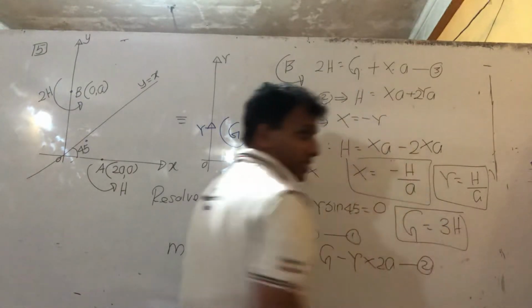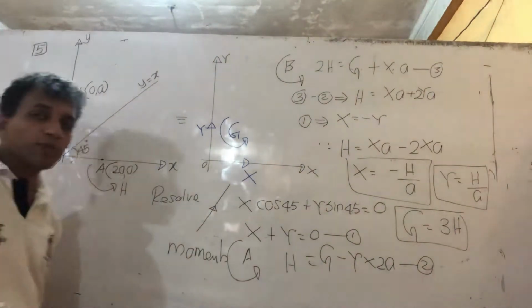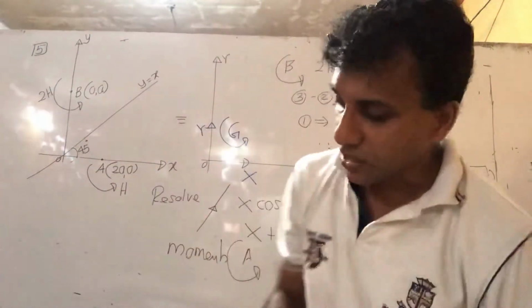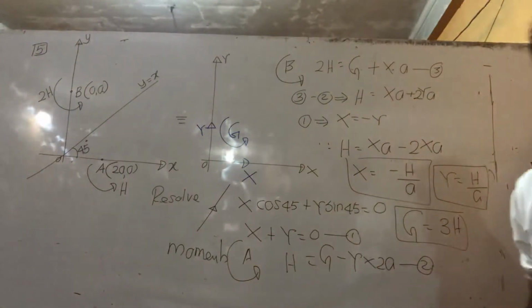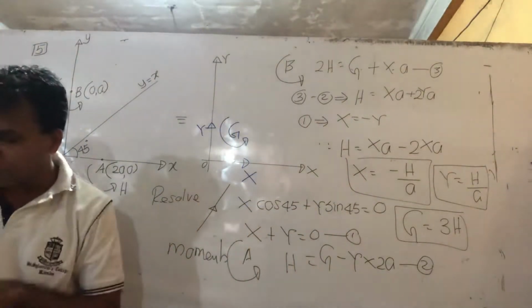So what is g? The resultant moment. Here h, here 1h, here 2h means 3h. G is the resultant moment, right? The first part is over. Find the x value, y value, and the g value, okay?